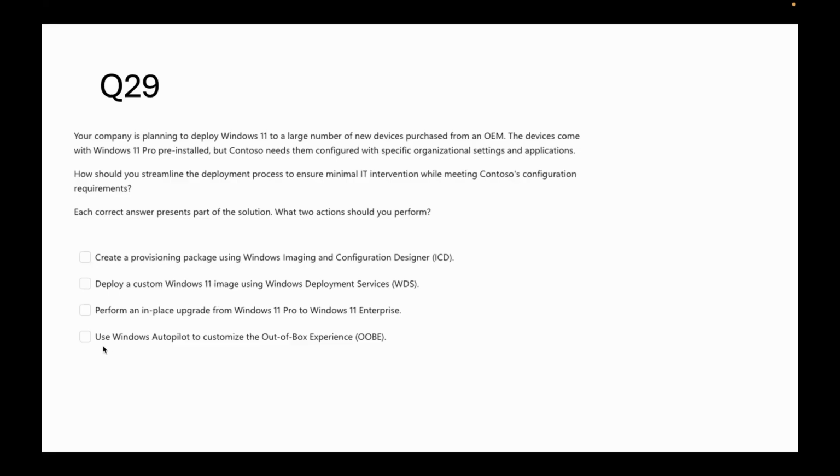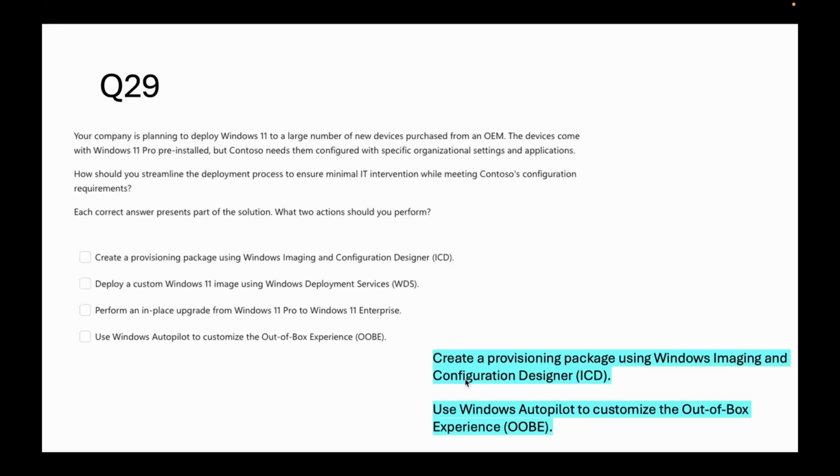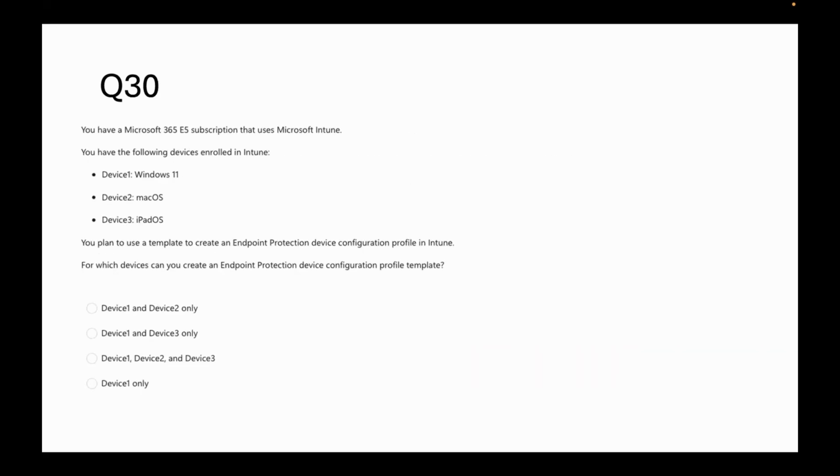And the fourth one is use Windows Autopilot to customize the out-of-box experience. This is going to be correct because Autopilot automates the configuration process and ensures the devices are set up with the specific organizational settings and applications, because our requirement is what? Minimal intervention. So we can go with that. Okay. So as per our analysis, these two are going to be the correct answer. The first one, create a provisioning package using the Windows Imaging and Configuration Designer, and we can use this out-of-box experience.